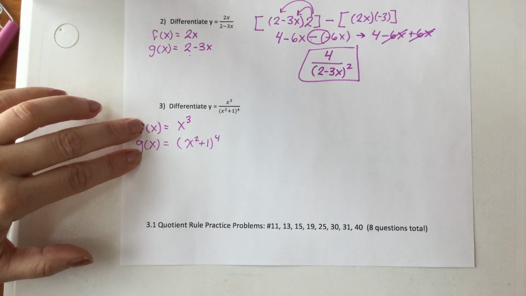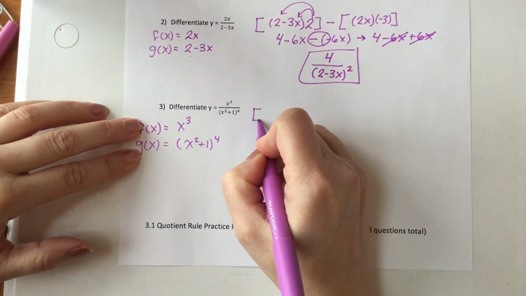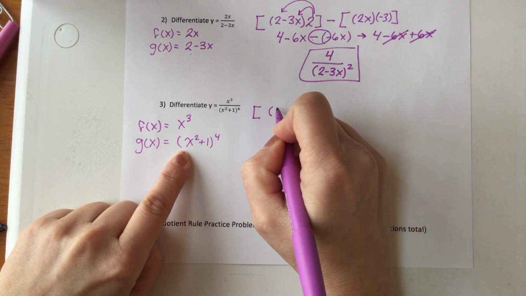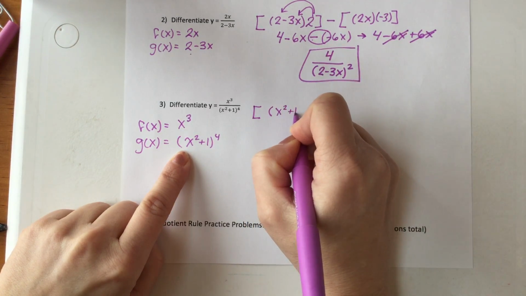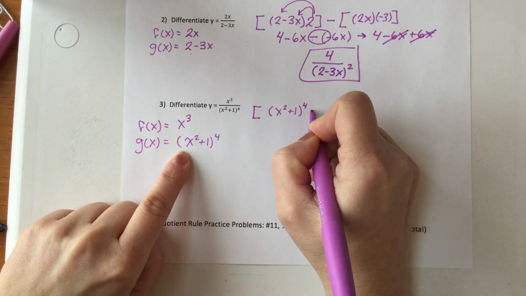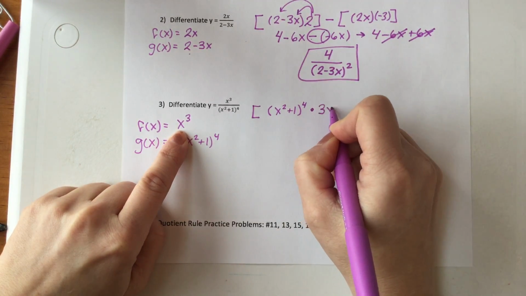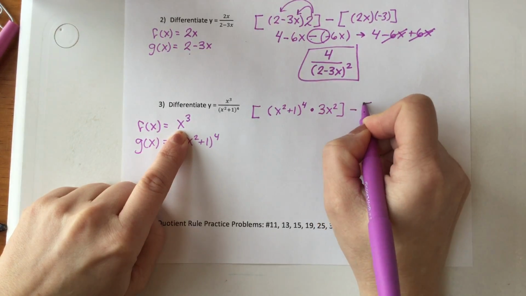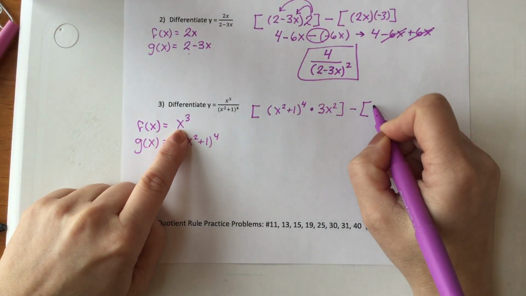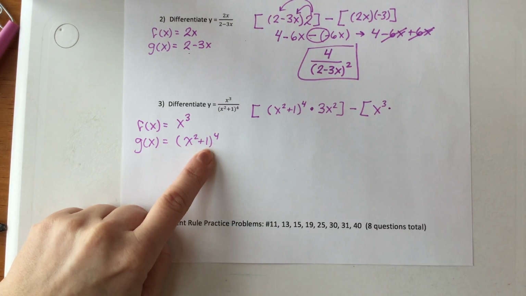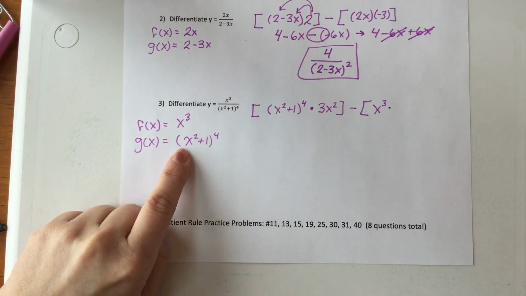So f of x and g of x. The top piece, the very first piece, you keep the bottom the same. So it's x squared plus 1 to the power of 4 times the derivative of f of x. That's 3x squared. Minus. Now the next piece, I keep f of x the same times the derivative of g of x. This is going to be the general power rule.